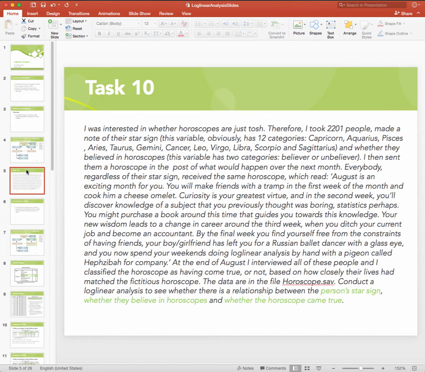Then he sent them a horoscope in the post of what would happen over the next month. Everyone, regardless of their star sign, received the same horoscope, which read, "August is an exciting month for you. You will make friends with a tramp in the first week of the month and cook him a cheese omelet. Curiosity is your greatest virtue, and in the second week you'll discover knowledge of a subject that you previously thought was boring, statistics perhaps. You might purchase a book around that time that guides you towards this knowledge.